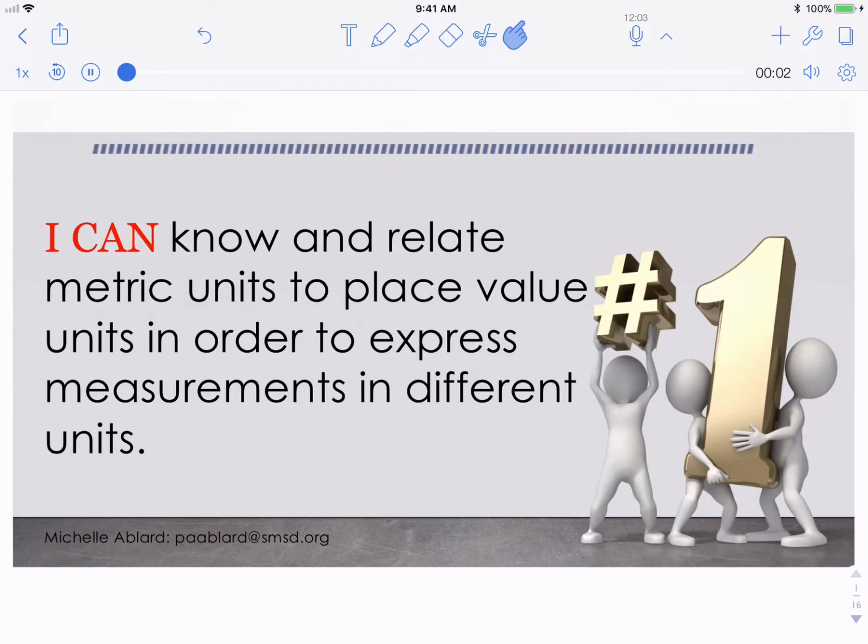I can know and relate metric units to place value units in order to express measurements in different units. Now, remember the first day of our metric module, I mentioned something about the metric system looking a lot like our place value units. So today you're going to learn how it relates and compare the metric system to our place value system.